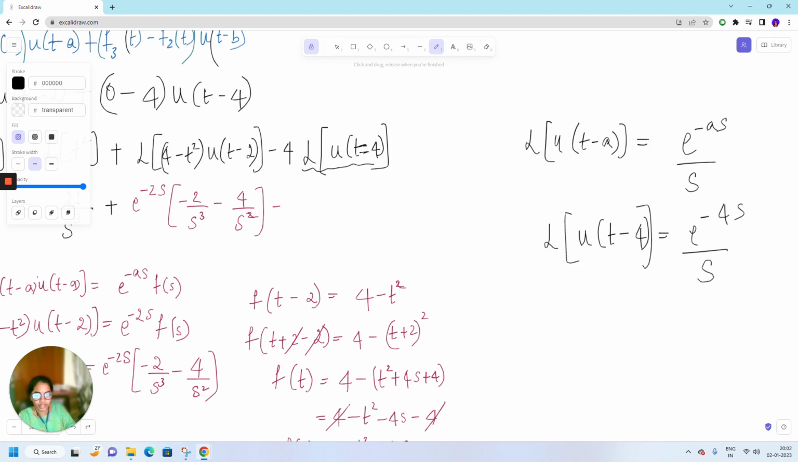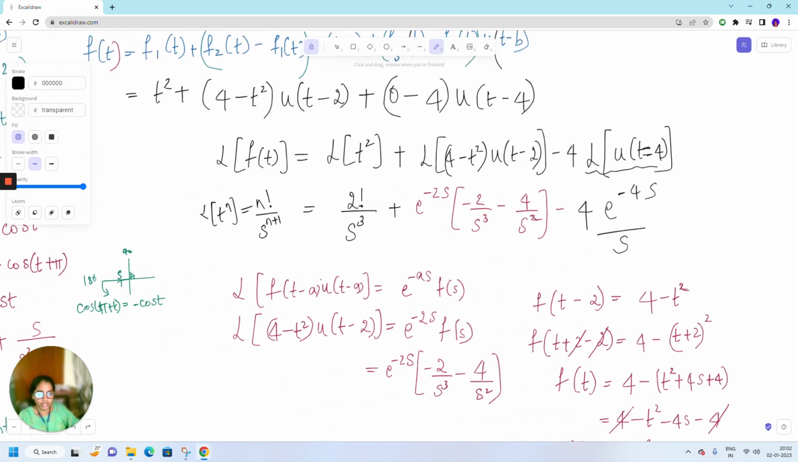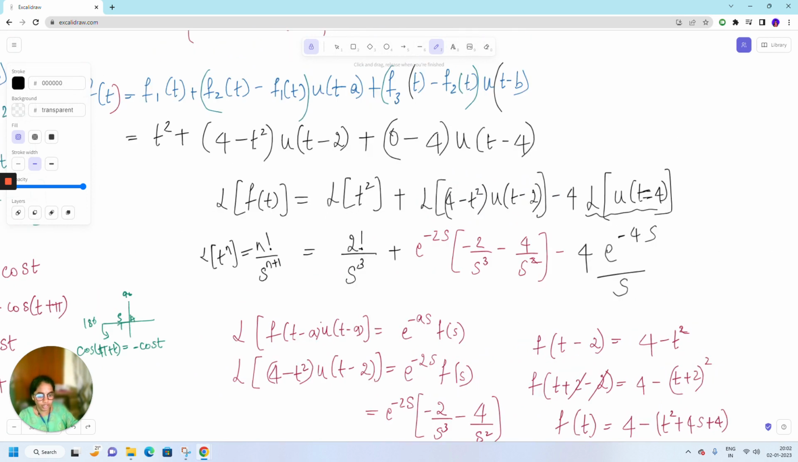So what should I write here? 4 into e to the power minus 4s divided by s. This is our Laplace transform of the given question using unit step function or Heaviside function. This is our final answer.